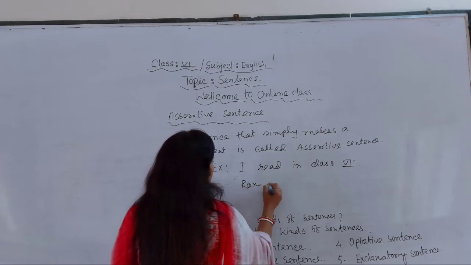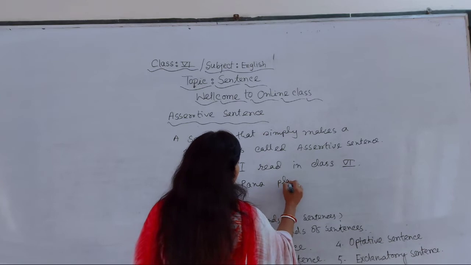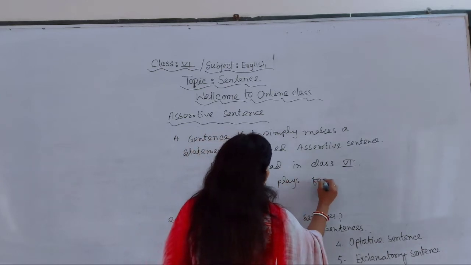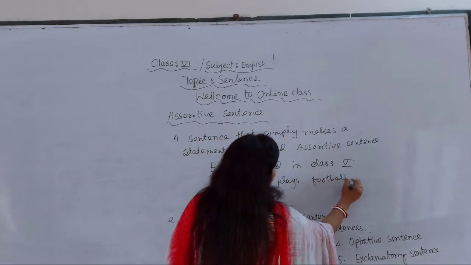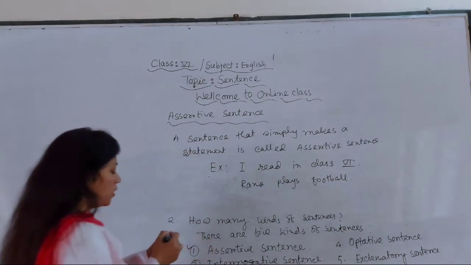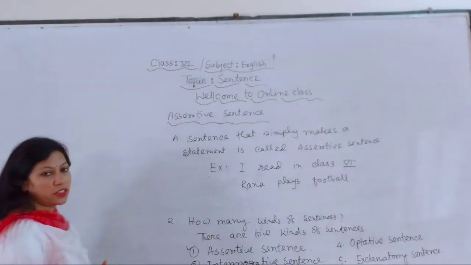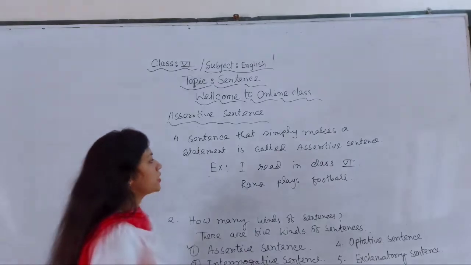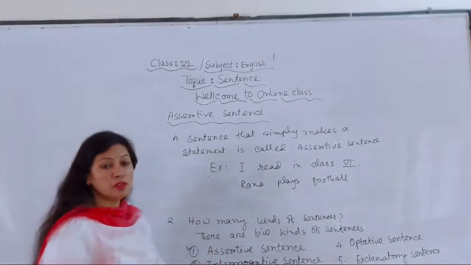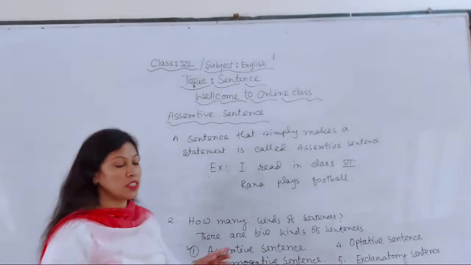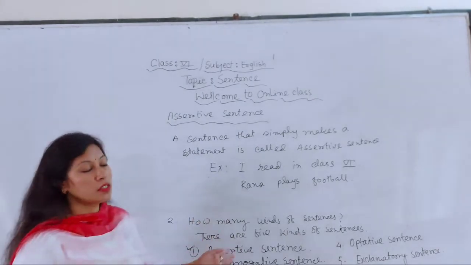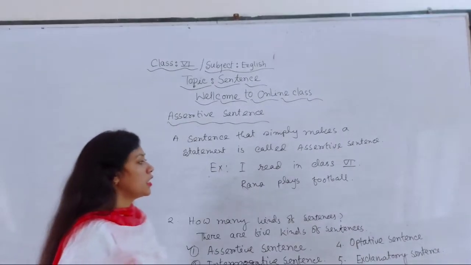Rana plays football. So look here, students. This is the definition of an assertive sentence: a sentence that simply makes a statement is called an assertive sentence. Here I give two examples. Look here: I read in class 6.